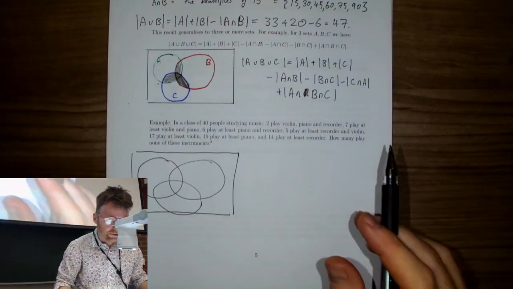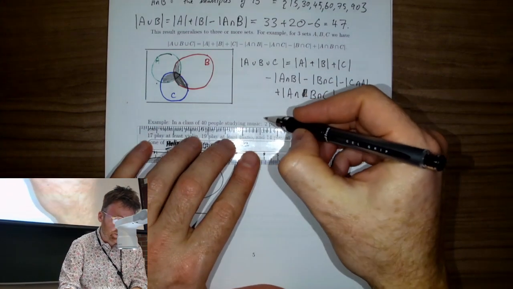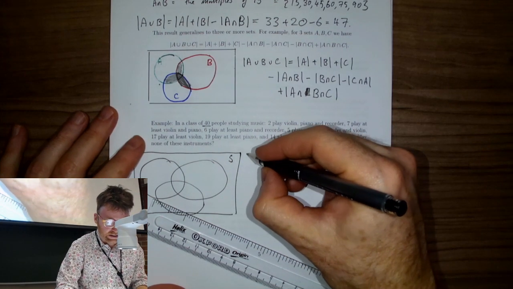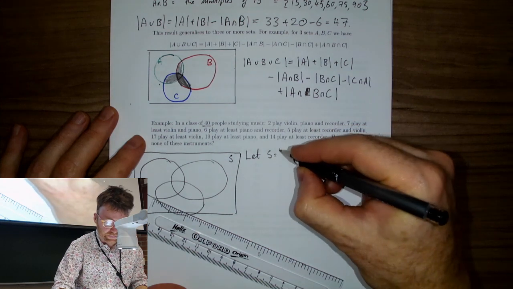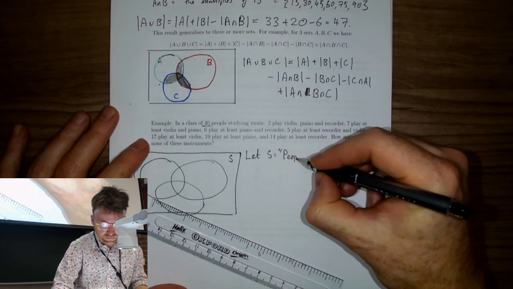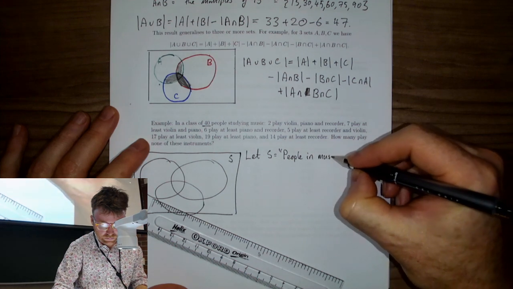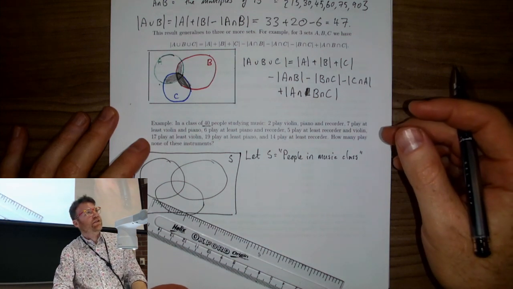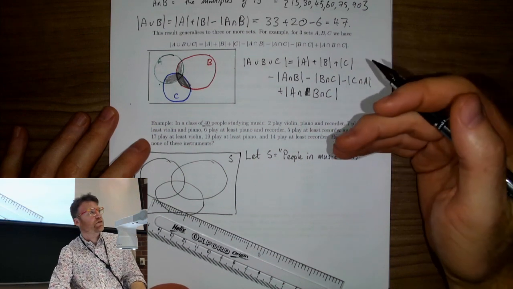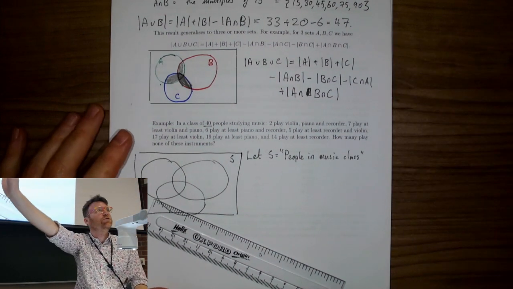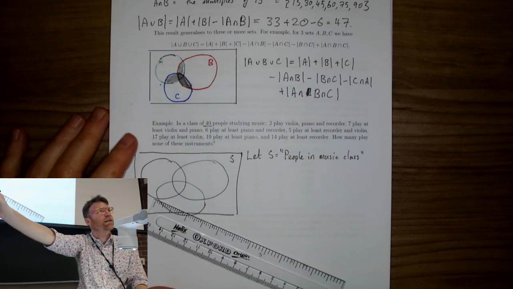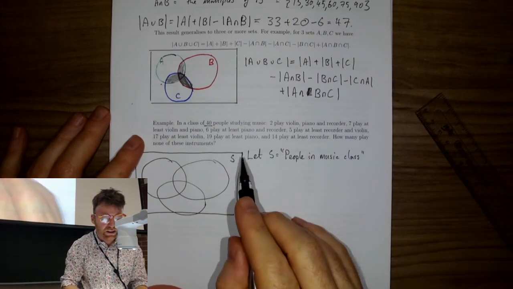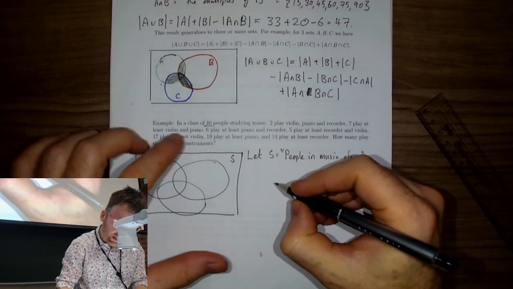Okay, let us read the question together. In a class of 40 people studying music. So that tells us that the set S, let S be equal to the people in the class. The best way to start your questions about probability and counting is to define the universe. That's the first thing you do, always. You don't just start rattling on about people playing violin. No, you're talking about people in a particular music class who also play violin. So you start off by defining your universe. And then the other stuff.